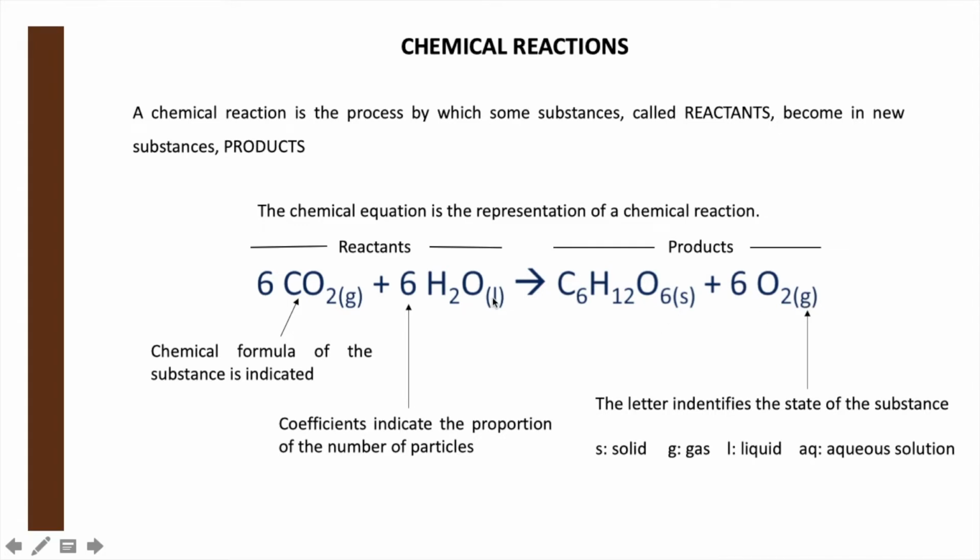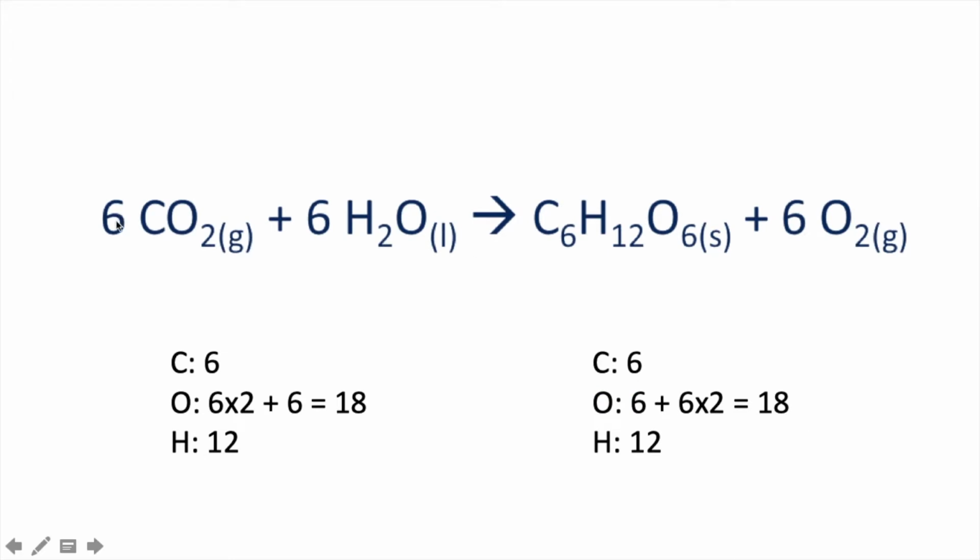Another thing that we need to know is the direction of the process. The direction of the process is indicated by this arrow, and it always goes from reactants to products. What is the particular thing that we have here? We have the same number of each element in the reactants and in the products.